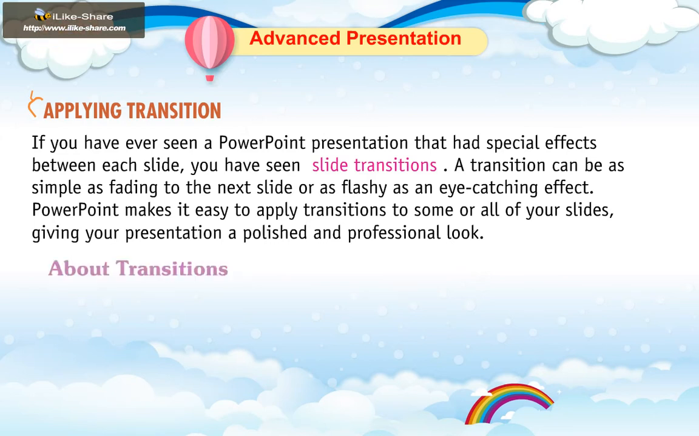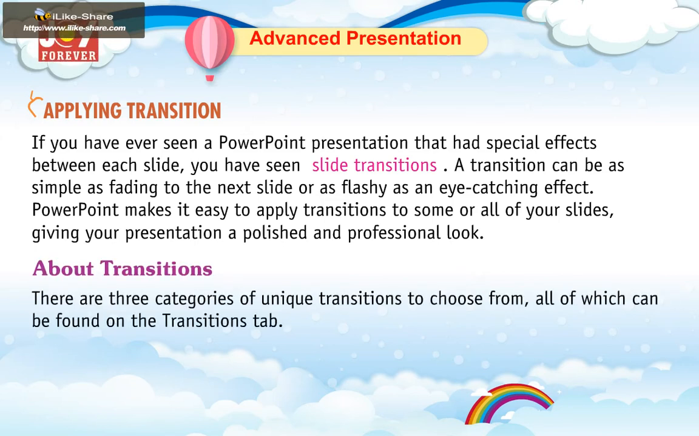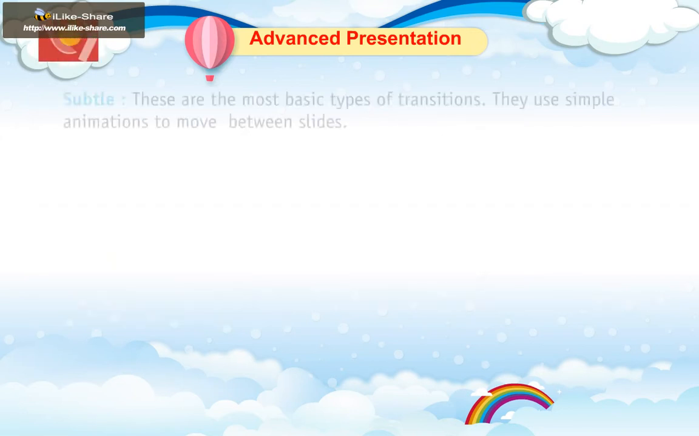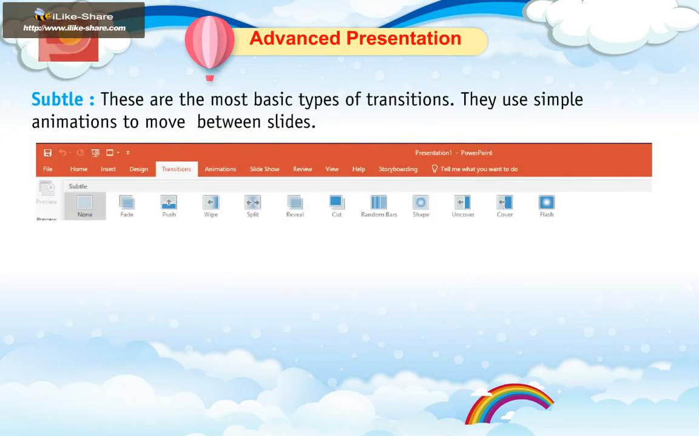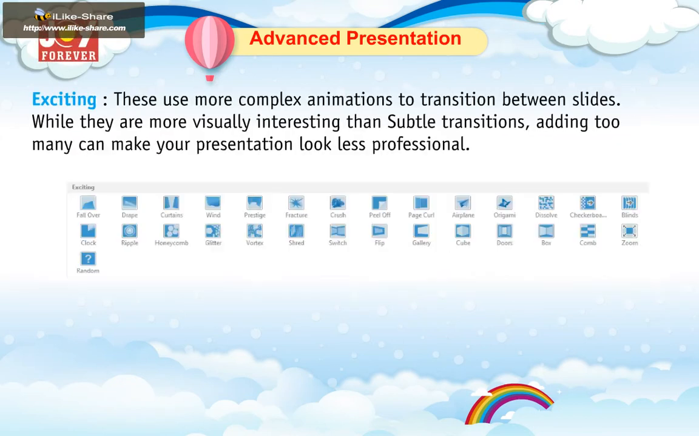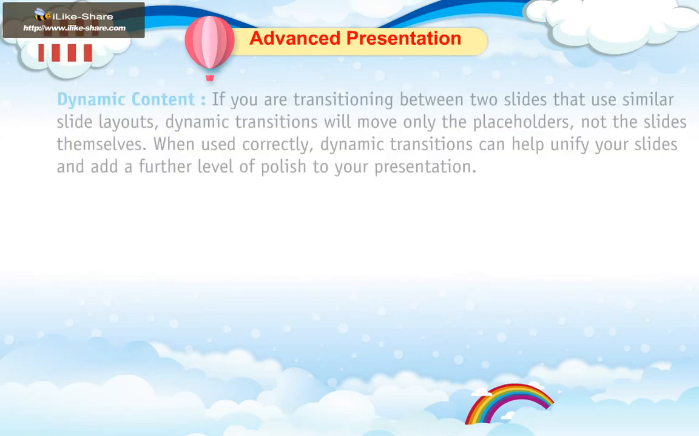professional look. About transitions: there are three categories of unique transitions to choose from, all of which can be found on the Transitions tab. Subtle. These are the most basic types of transitions. They use simple animations to move between slides. Exciting. These use more complex animations to transition between slides. While they are usually more interesting than subtle transitions, adding too many can make your presentation look less professional.